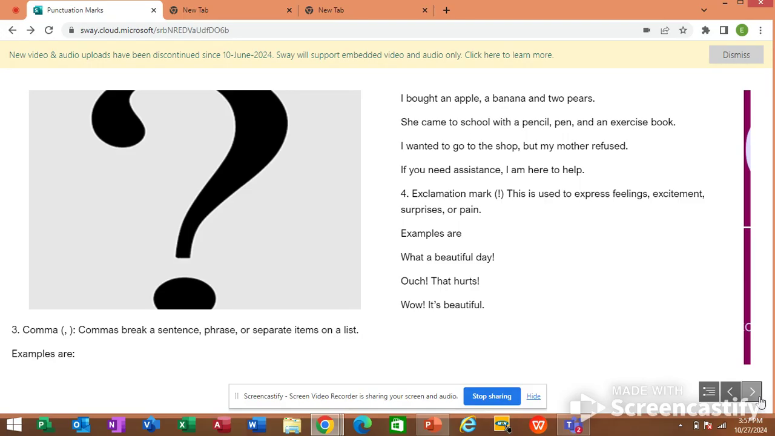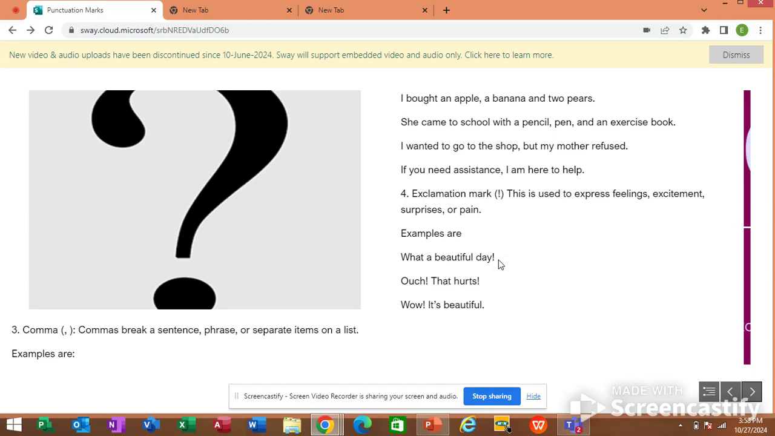Okay, let's continue. Exclamation mark is the fourth one. This is used to express feelings and excitement. You can also use it to express surprise or pain. Examples are, "What a beautiful day!" You end it with an exclamation mark. You can see my exclamation mark here. It's like when you write one and you put a dot under it.